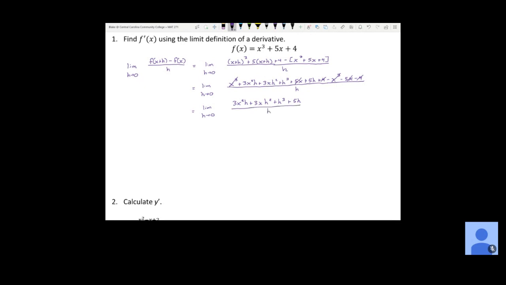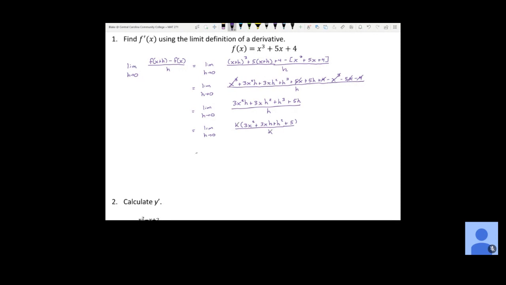And factor out the h. Good. We'll do that. That'll give us 3x squared plus 3xh plus h squared plus 5. Okay. All right, now we can cancel out that h.